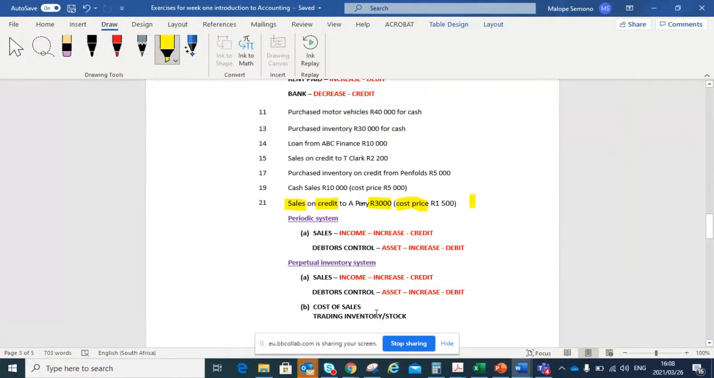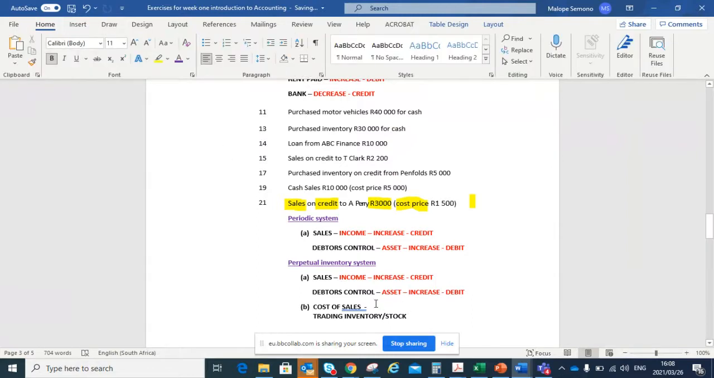Okay. So now let's go back to the question itself. Now, the same thing must be done. Please tell me, what is the cost of sales and what is the trading inventory? Where do they fall? Please do not skip these steps. They are very important. I'm going to do the same thing. So you must tell me, where does cost of sales fall? Where do trading inventory or trading stock fall? I'm going to wait for you. Please try.